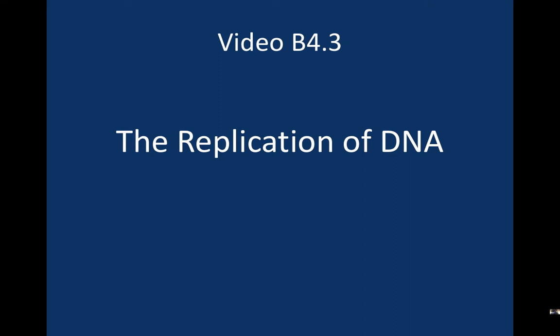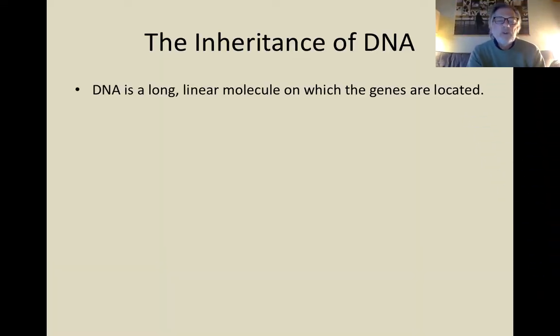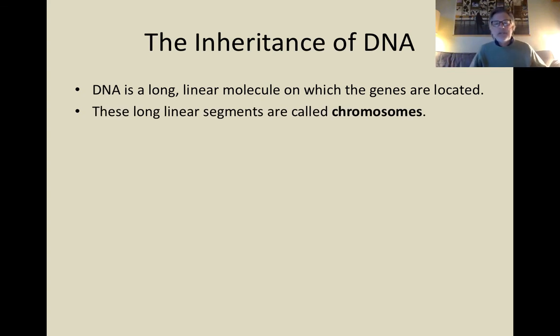So let's get started. I want you to recall that DNA is a long linear molecule, and on this long linear molecule, genes are located from place to place. And we call these long segments of DNA chromosomes. And in eukaryotes, they're a complex of DNA and proteins. But we're not going to discuss how the proteins function in the structure of DNA. That will be left for another course.